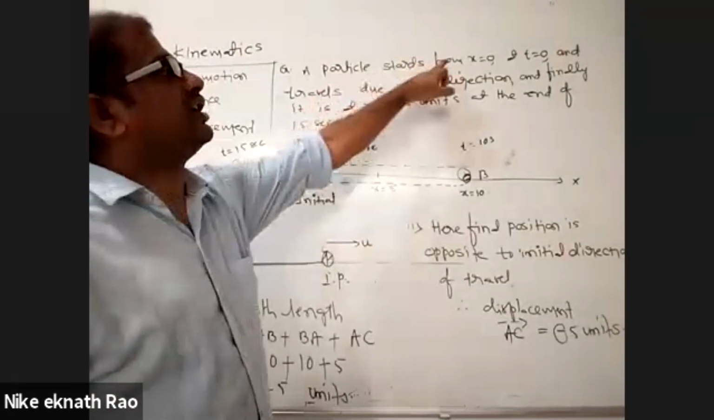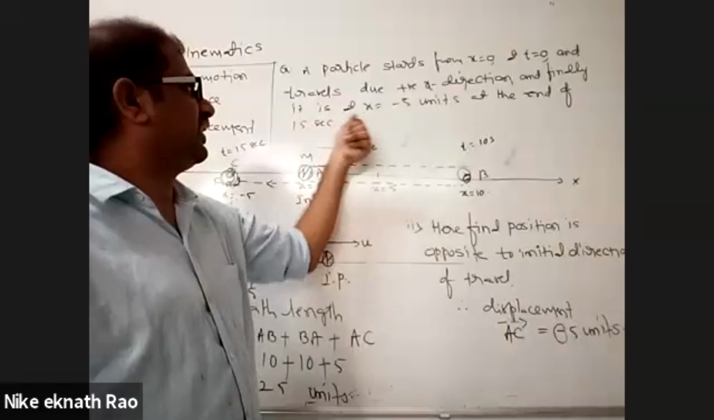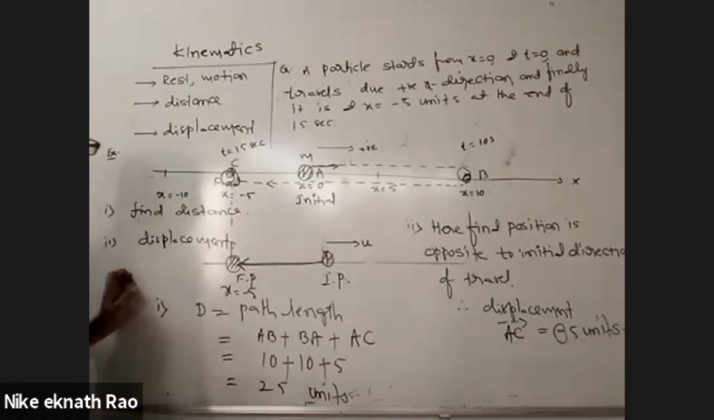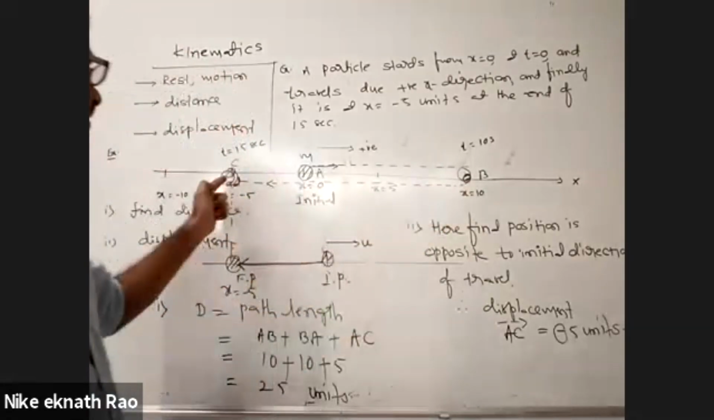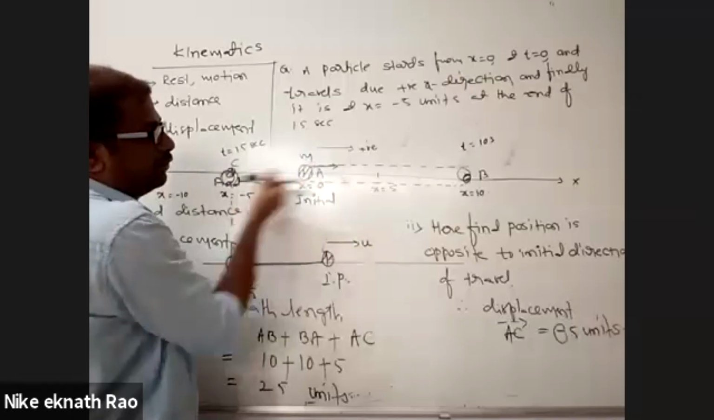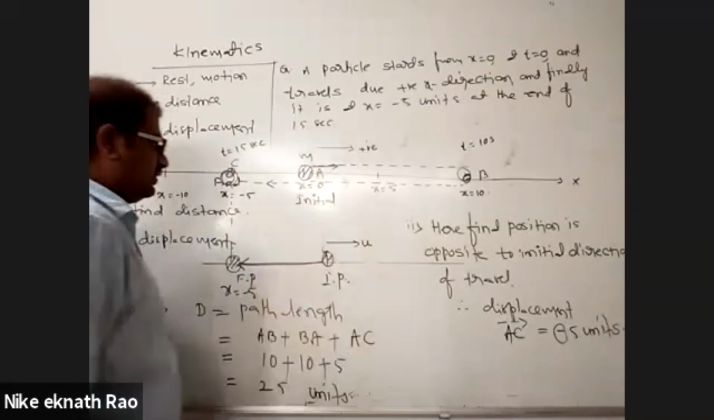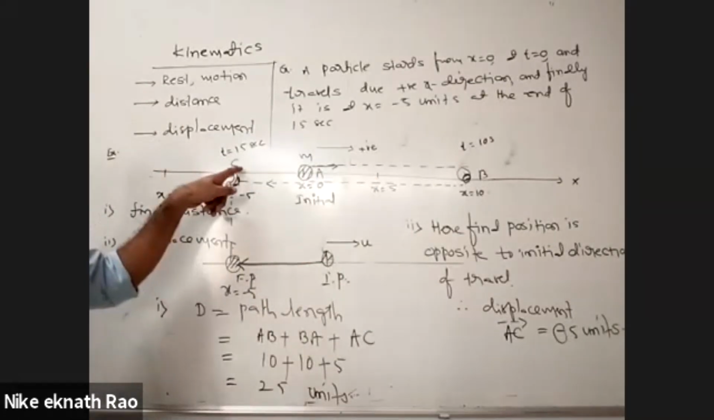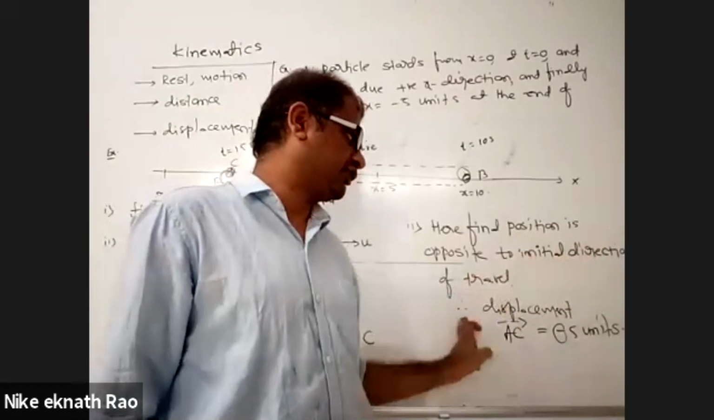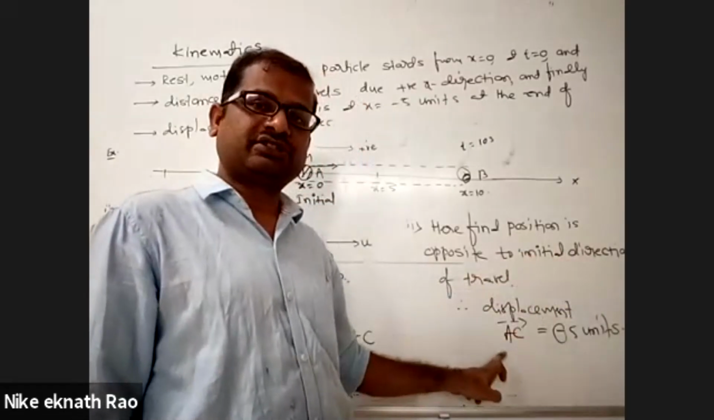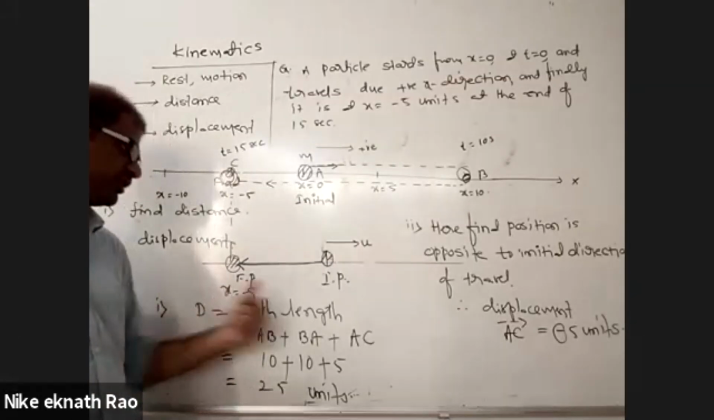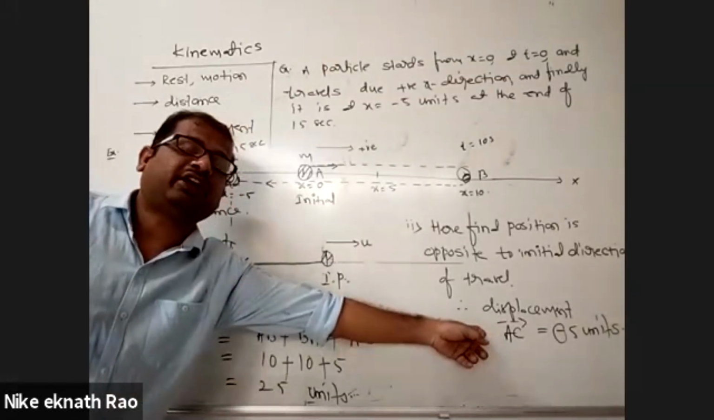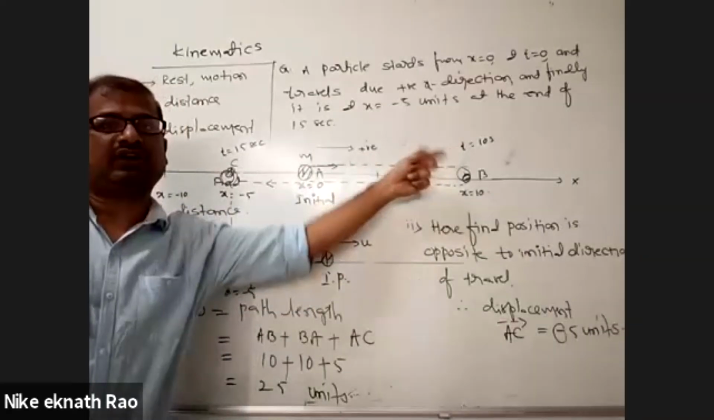Now today, a particle starts from rest at some x and finally it is at x equal to minus 5 units. At the end of the motion, find the particle's distance and displacement. The particle starts from here, goes like this, and comes back. So the final position is opposite to the initial direction of travel. Therefore, displacement is negative. The value of displacement is minus 5 units. Why minus? The direction of travel is rightward, and the final position is leftward.